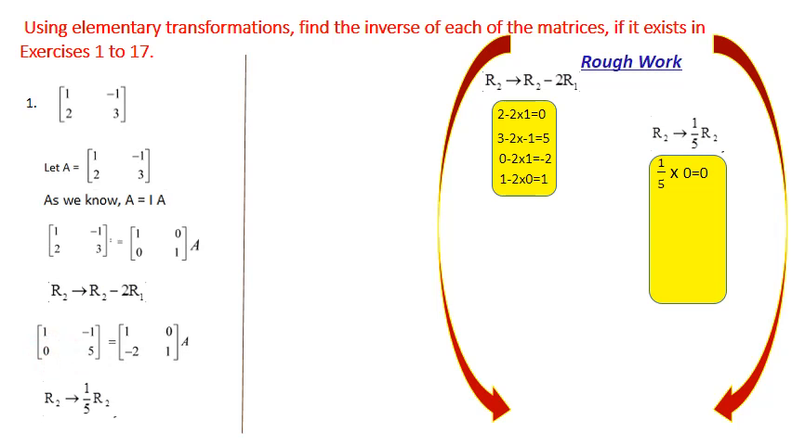So 1 by 5 into 0 is equal to 0. Next we have to go here, 5, that is 1 by 5 into R2. 1 by 5 into 5 is 1. Next we have to come here, minus 2 is the next element. When you check minus 2, 1 by 5 into minus 2 is equal to minus 2 by 5. Next we have to move on to 1, that is 1 by 5 into 1 equal to 1 by 5.